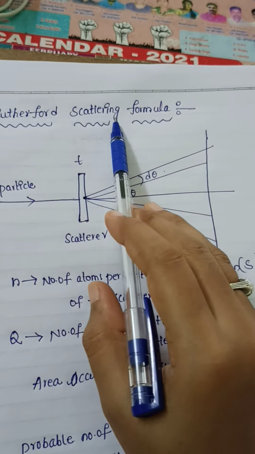So here I would like to calculate the entire area occupied by all such circles in a unit area. That is pi p square n t. Here n means the number of atoms per unit volume, t is the thickness of the scatterer, and p is the probability of the number of alpha particles coming from the alpha particle source.